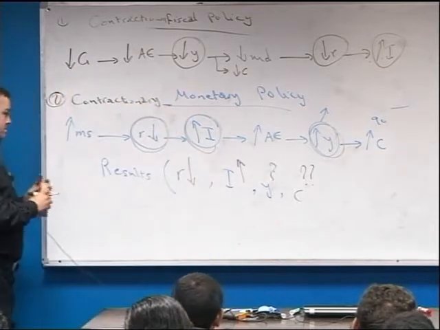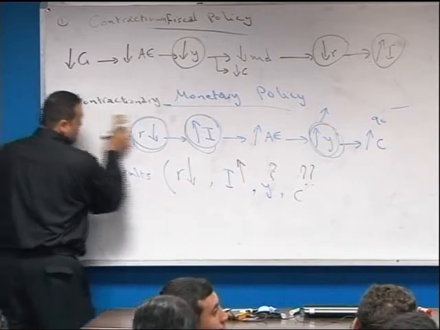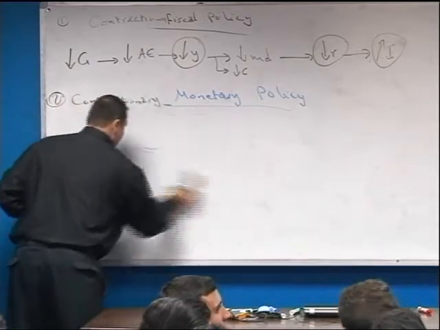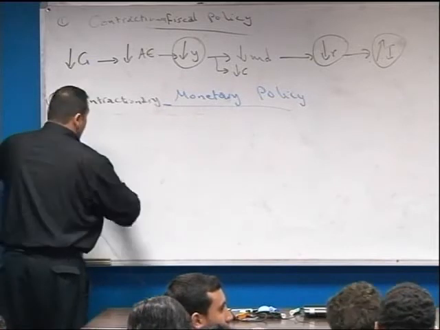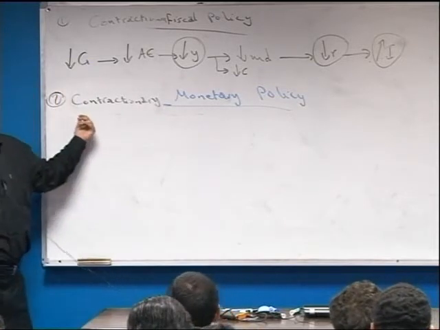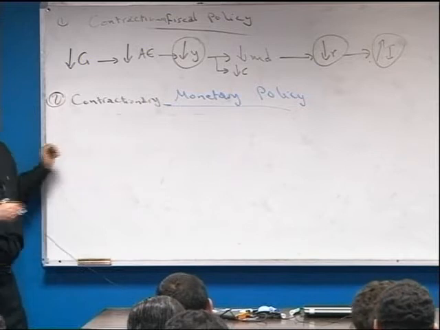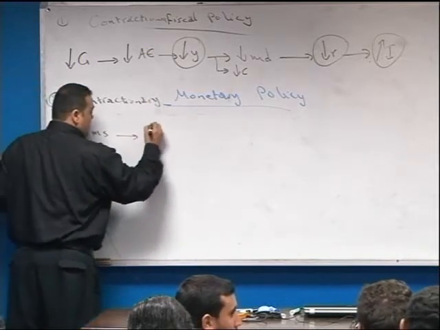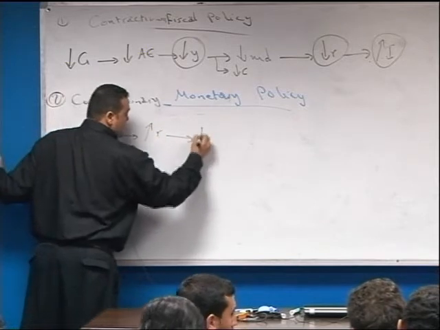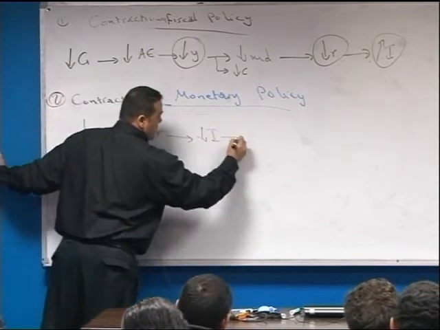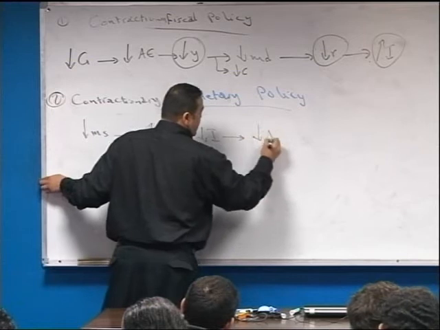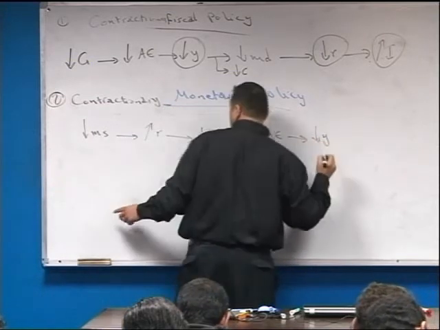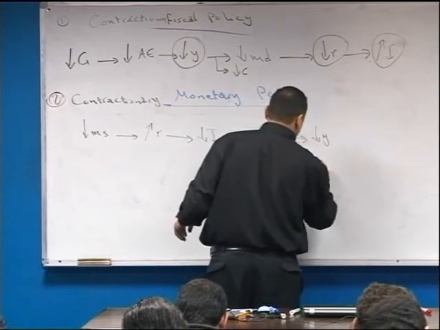Monetary policy. Contractionary monetary policy means a decrease in the money supply. This leads to an increase in R, a decrease in I, a decrease in aggregate expenditure, a decrease in Y, and a decrease in consumption.